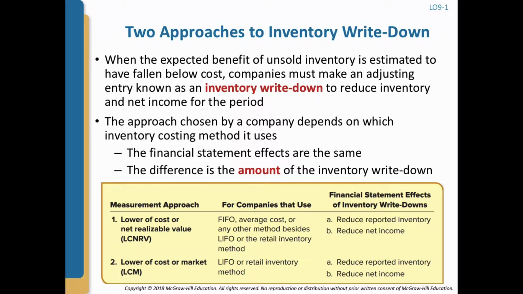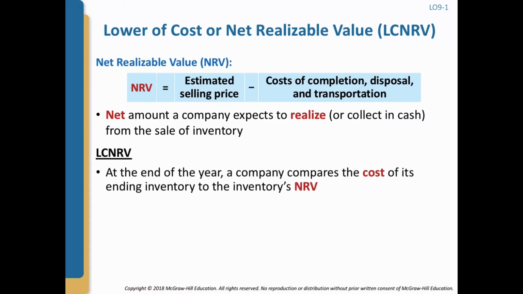And this is called lower of cost or net realizable value. Basically, it is whatever is lower. Basically, if your inventory has been written down and it's no longer worth what you paid for it, you have to reduce the value of the inventory. How much do you have to reduce it by?